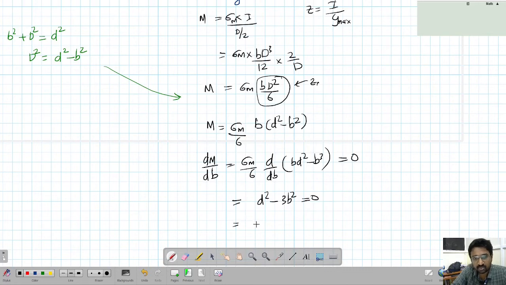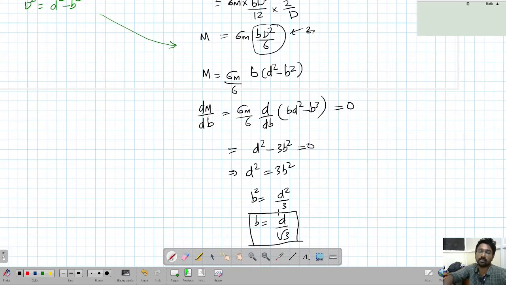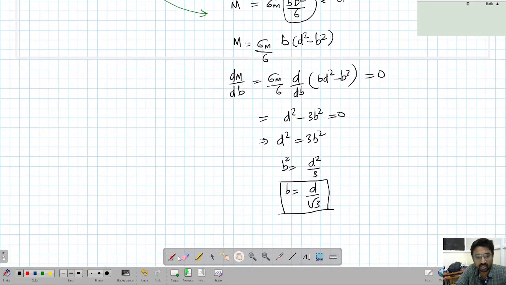So this gives me d square equal to 3b square, or I can say b square is equal to d square upon 3, or b equal to d upon root 3. This is the relationship between b and d, for b the width of the section, for the maximum moment capacity. So in our case, this answer you can directly answer if you remember this relation. If you remember this equation, you can directly answer this problem also.